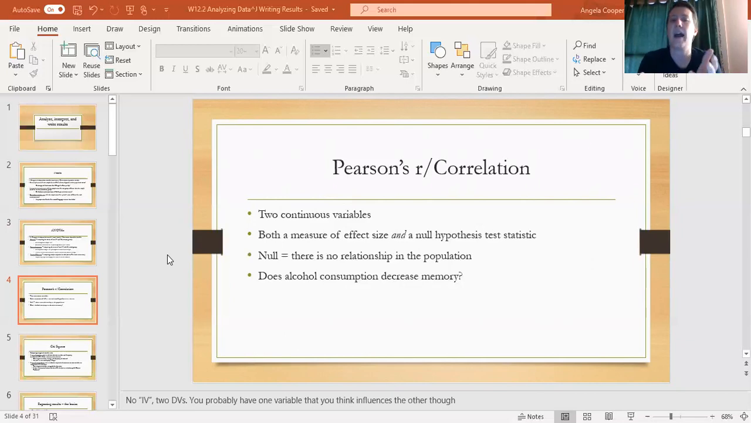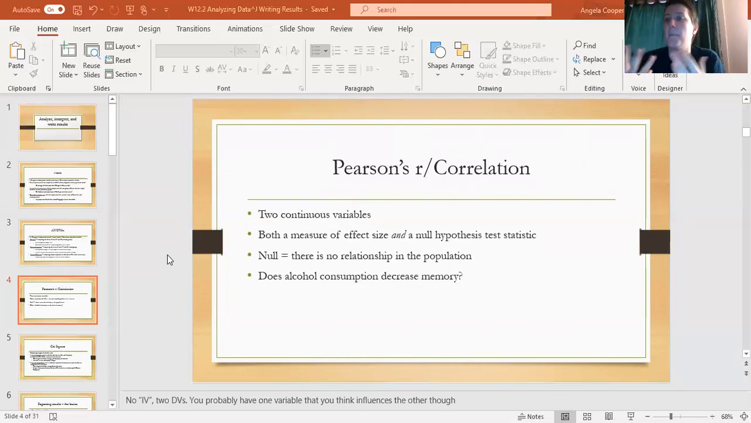So we have Pearson's R, and we had the direction, where if your Pearson's R value is positive, it is a positive relationship. So both variables go up together, or they tend to go up together. And a negative Pearson's R is as one variable goes up, the other is likely to go down.